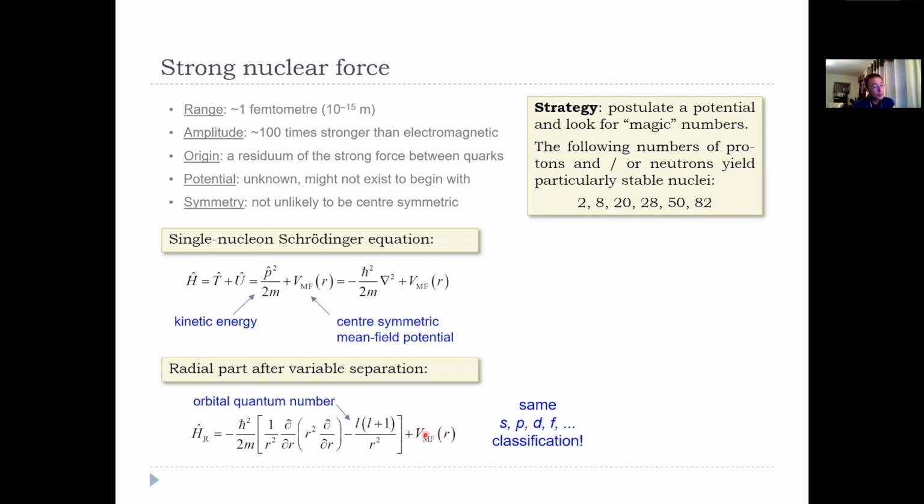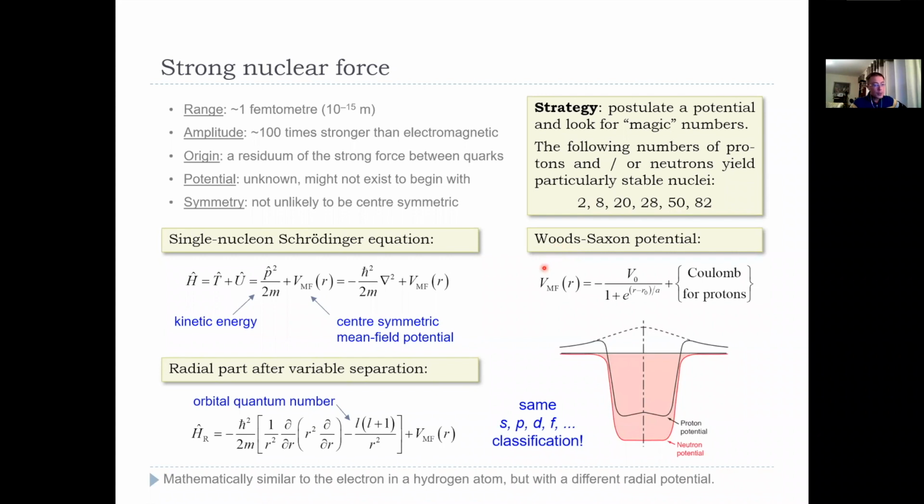Well, we don't know what this potential is. Why don't we postulate something, harmonic oscillator, infinite square well, something like that. And then we will tweak that potential until the magic numbers are reproduced. And these magic numbers correspond to the nucleon counts in particularly stable nuclei. So I'm retracing the history here. At the moment, we are roughly in the 1930s to 1940s, when all of this logic was going through people's heads.